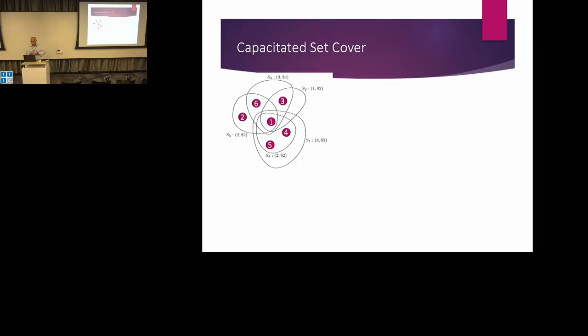In capacitated set cover, when you buy a set, it might have 15 elements in it. But if it has a capacity of 5, then you can only cover 5 of those 15 elements, and you get to decide which subset of the 5 elements you want to cover. So again, the same kind of greedy algorithm that works for set cover also works for capacitated set cover.